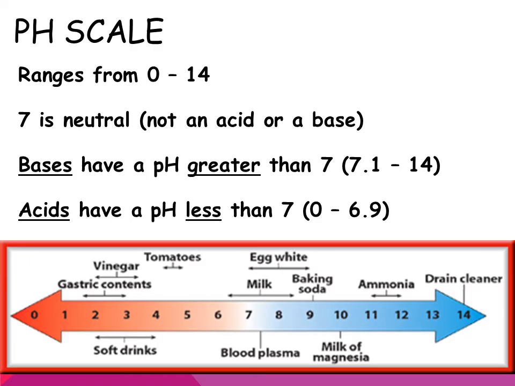So the pH scale ranges from 0 to 14, with 7 in the middle, which is neutral, and 7 is not an acid or base. So bases have a pH greater than 7, and acids have a pH less than 7. If it's right at 7, it's neutral, and water is neutral. And you can see the scale below, with a bunch of different substances to give you a reference point.